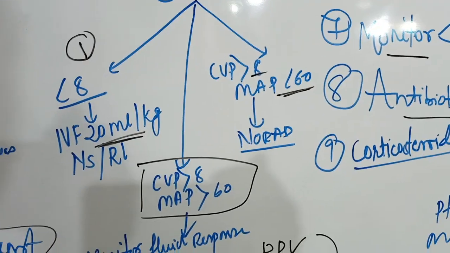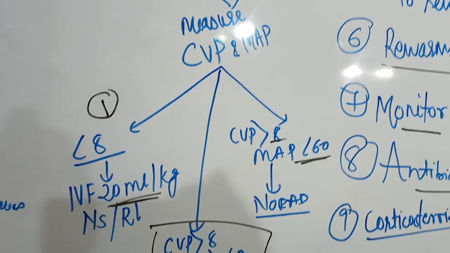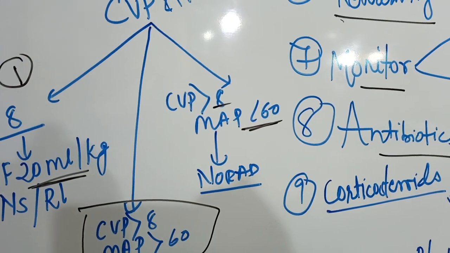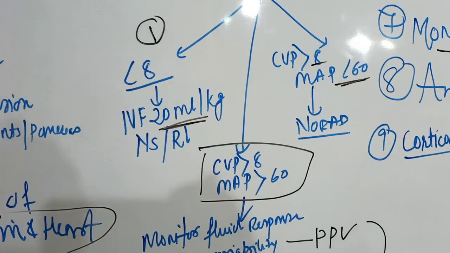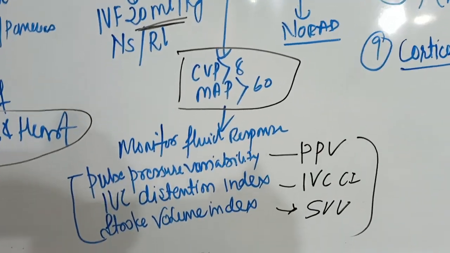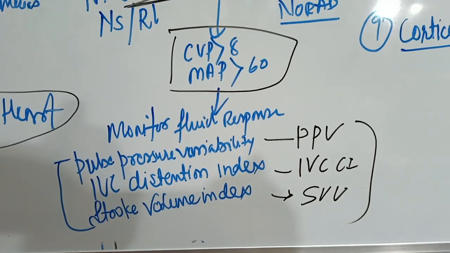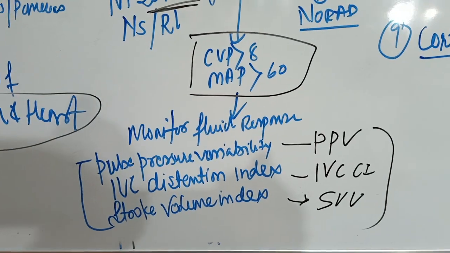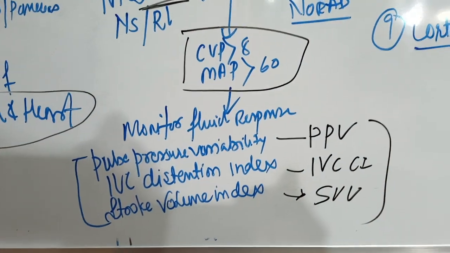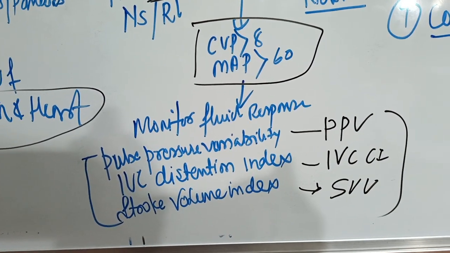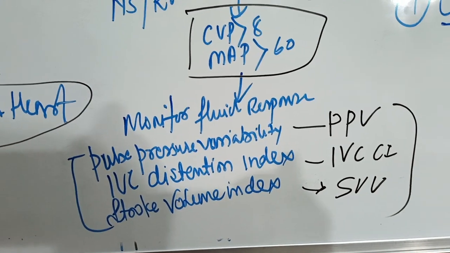In the second condition, when CVP is more than 8 but mean arterial pressure is less than 60, at that time we must give noradrenaline, a vasoconstrictor or inotropic agent. In the third condition, whenever CVP is more than 8 and mean arterial pressure is also more than 60, at that time we must monitor fluid response by using pulse pressure variation, IVC collapsibility index, and stroke volume variation.